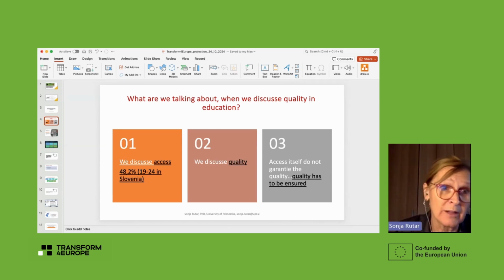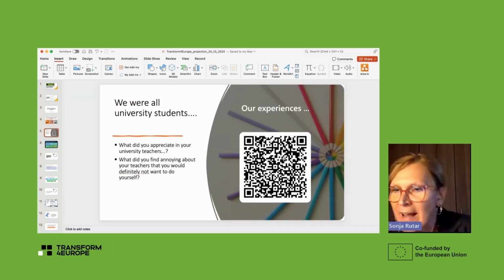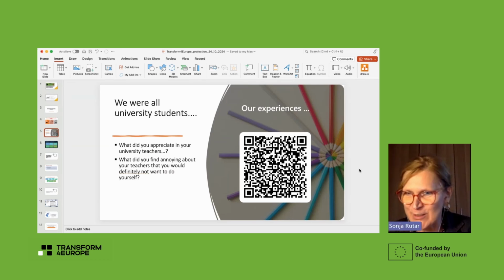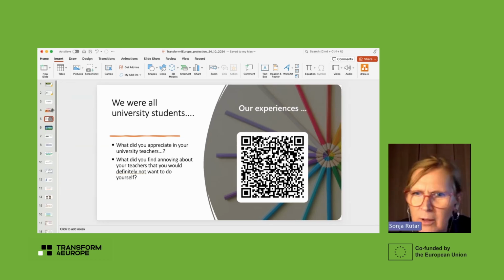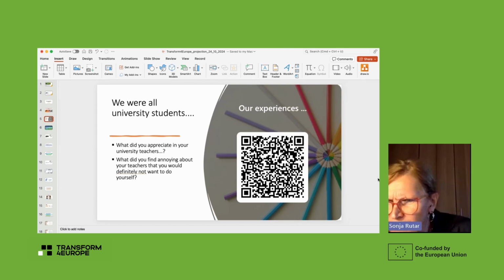We probably know that. So now I would like to invite you, because I hope that you see this QR code. Do you see this QR code? Yes. Okay. Could you scan it?